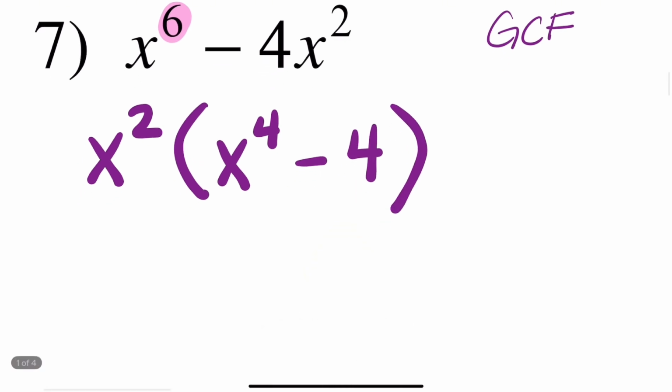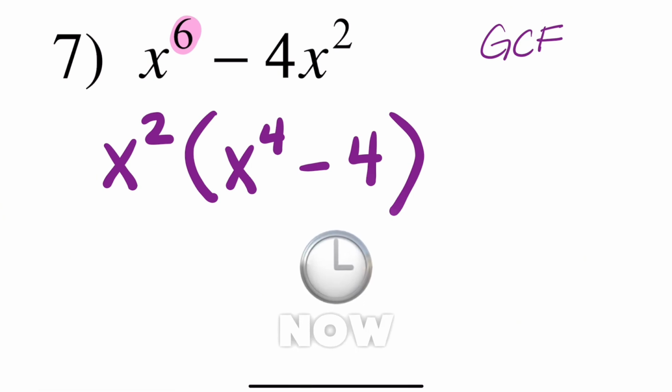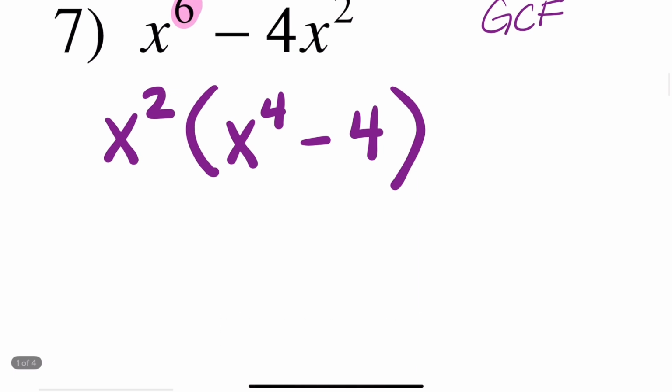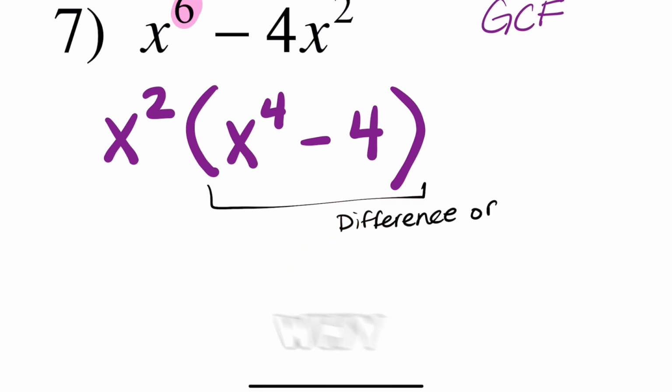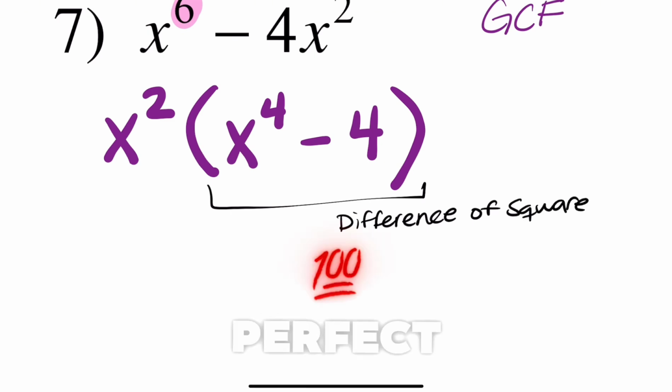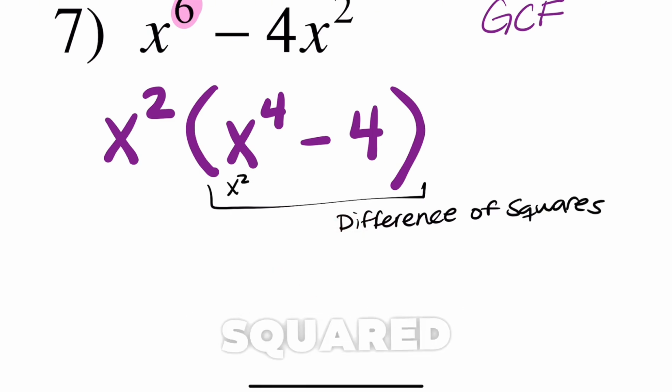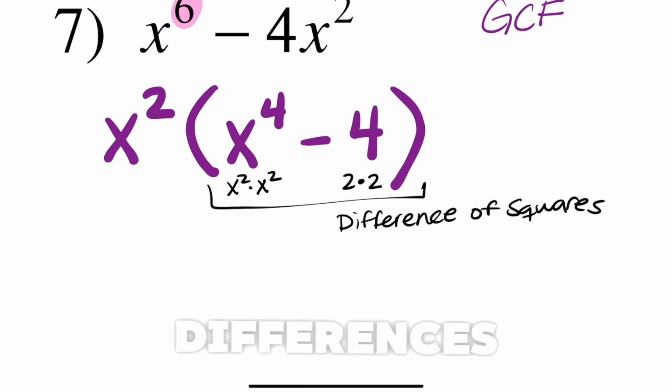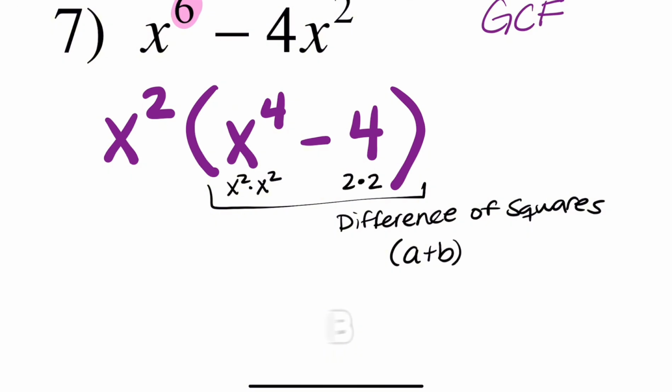Okay? All right. Now, is there any more we could do here? There's nothing we can do to x squared. However, this x to the fourth minus 4 is a difference of squares. Why is this a difference of squares? Because you have two perfect squares. X to the fourth is x squared times x squared. And 4 is 2 times 2. So with difference of squares, you're going to factor that as a plus b times a minus b.